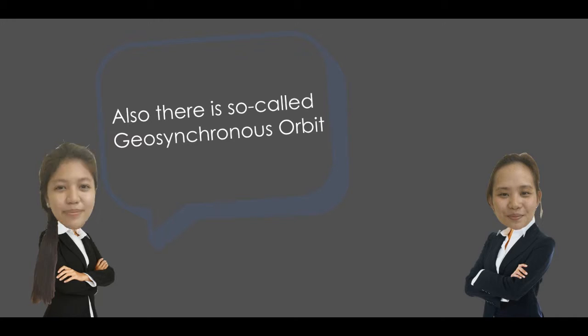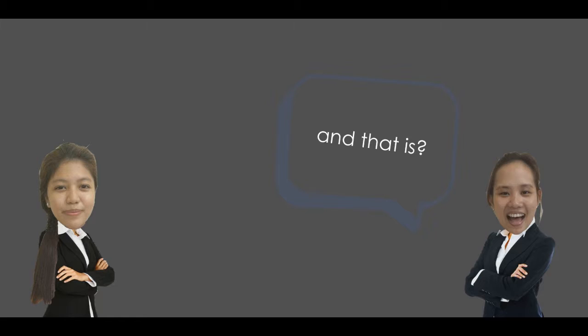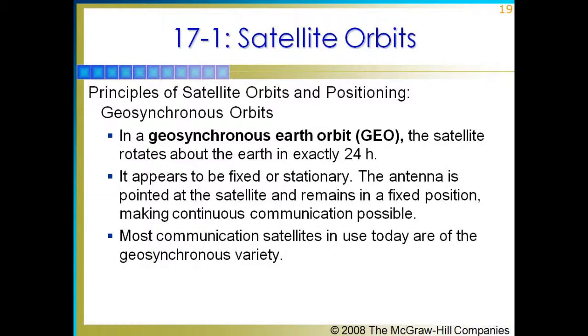Also, there is the so-called geosynchronous orbit. In GEO, the satellite rotates about the Earth in exactly 24 hours. It appears to be fixed or stationary. The antenna is pointed at the satellite and remains in a fixed position, making continuous communication possible. Most communication satellites in use today are of the geosynchronous variety.